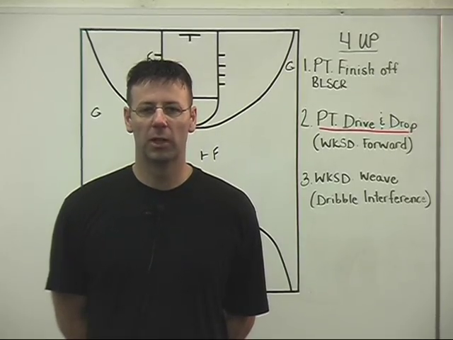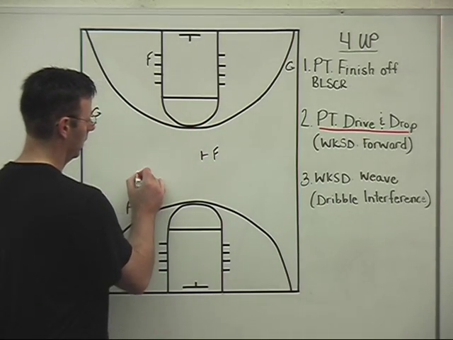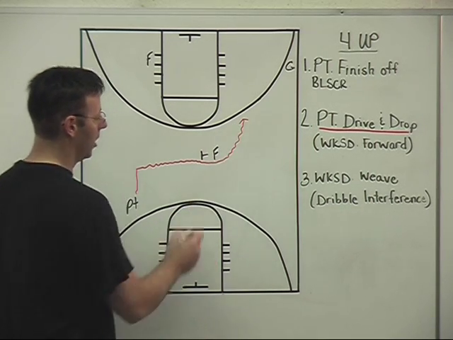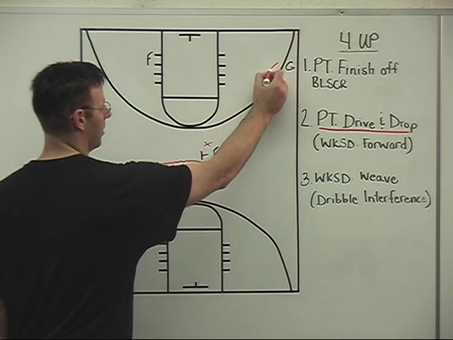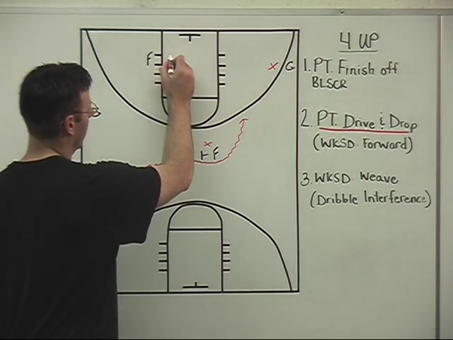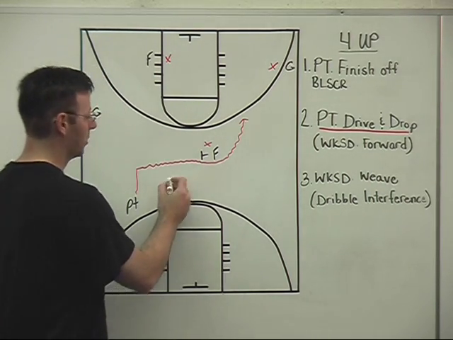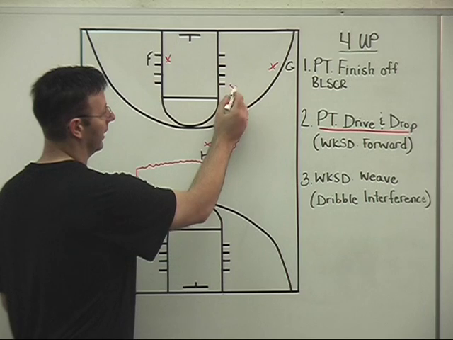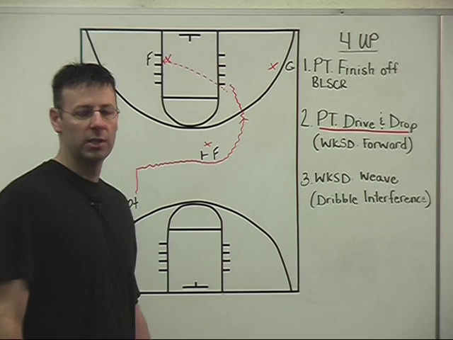Again, with 4-up, we're trying to put the pressure on the help defense. We've got our point guard coming off the ball screen, attacking off of that ball screen, putting the pressure on the defender guarding the screener, putting the decision-making pressure on how much to help off the corner shooter, as well as any help defense that might be on our weak side forward. In this particular case, we come off the ball screen, we're penetrating, and we're able to get a post drop and finish off our penetration to our weak side forward.